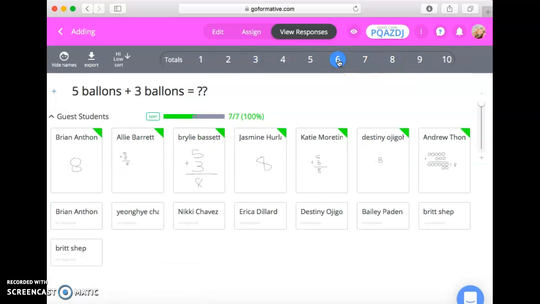Number 6, it looks like we all got that one correct again. Great. Number 7, everyone got it correct again. And number 8, we all got that one correct as well. That is awesome. So that goes to show me that we are excelling in single-digit addition. So that is great feedback for me.